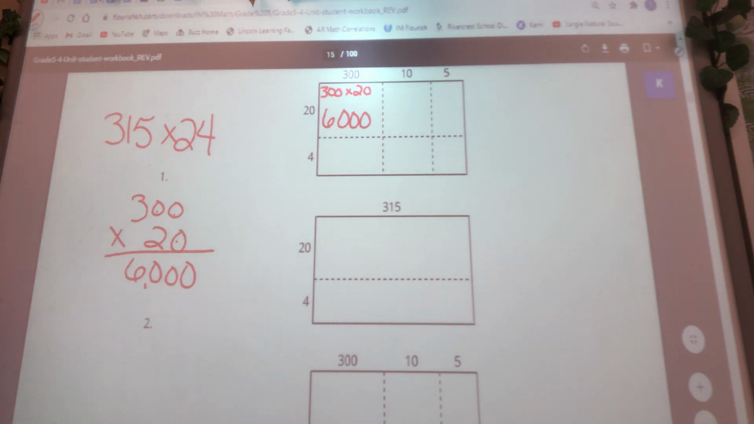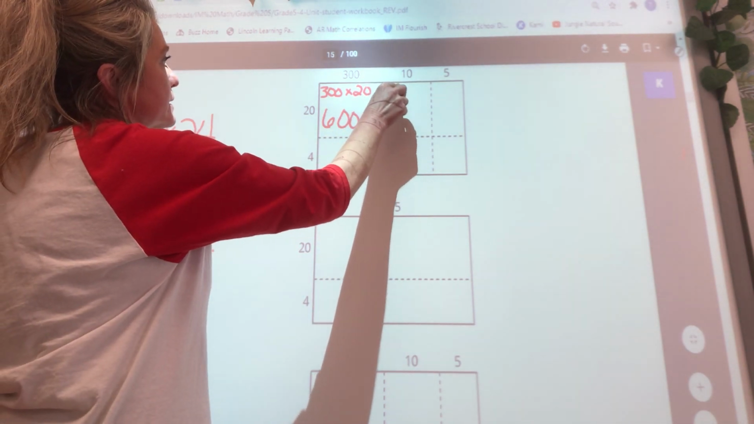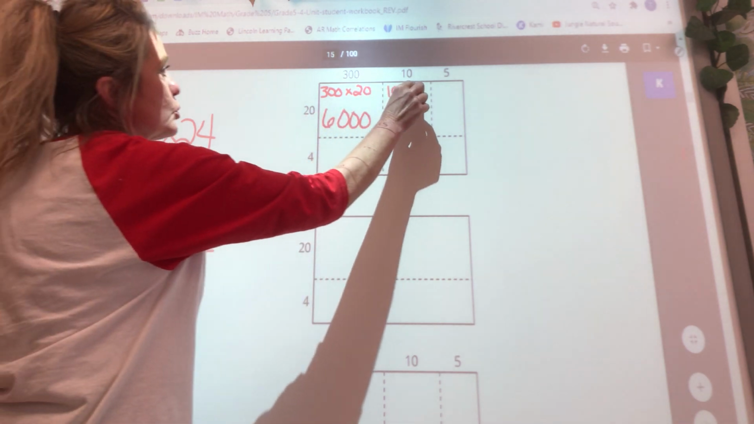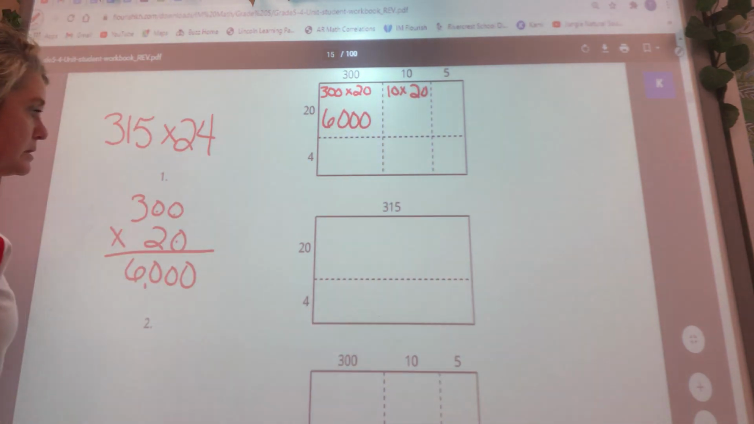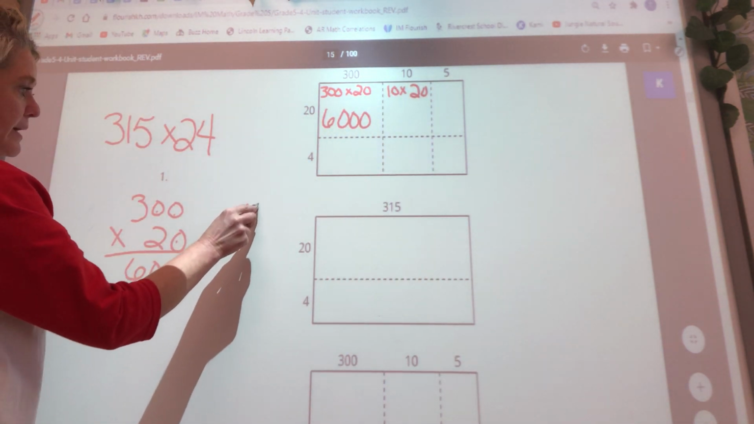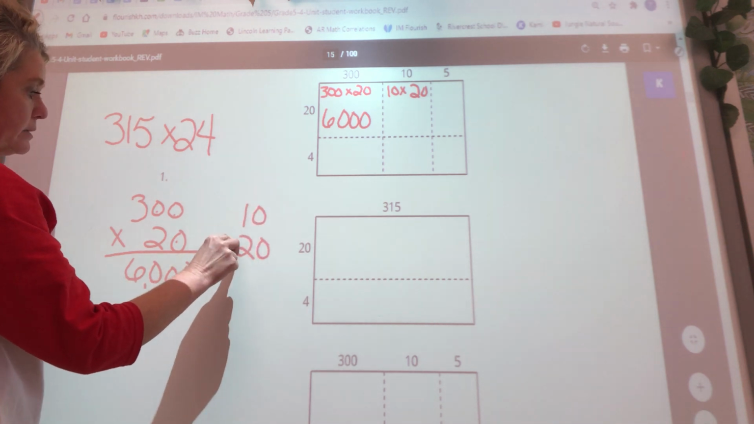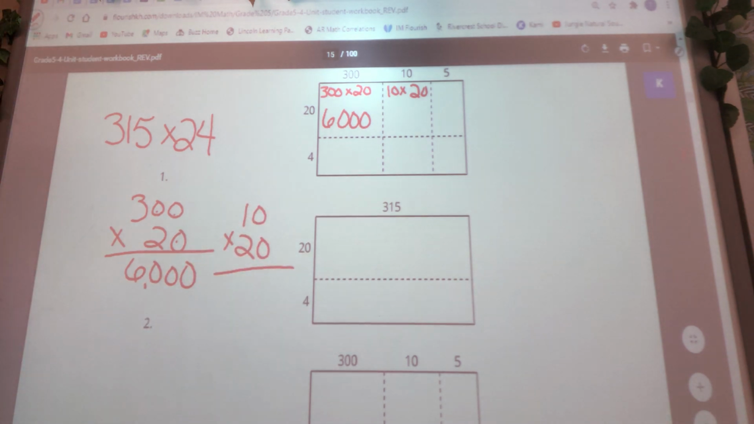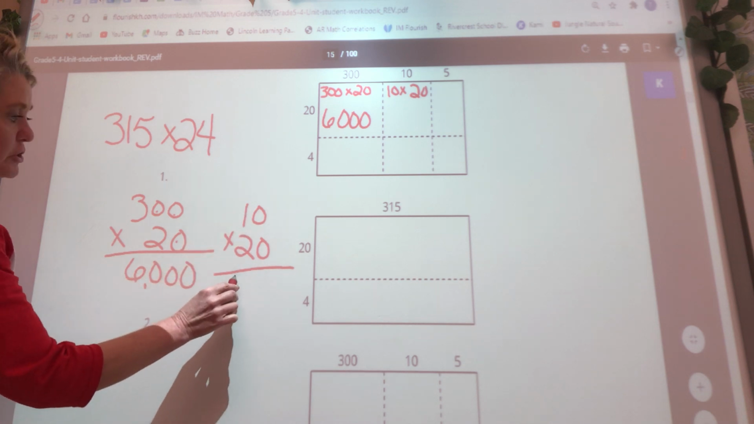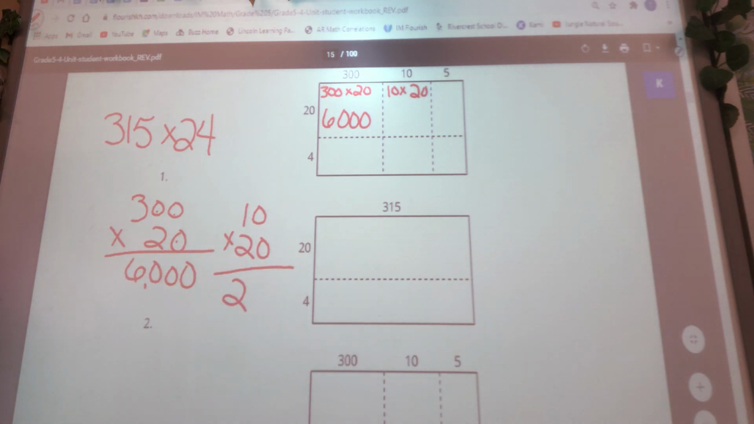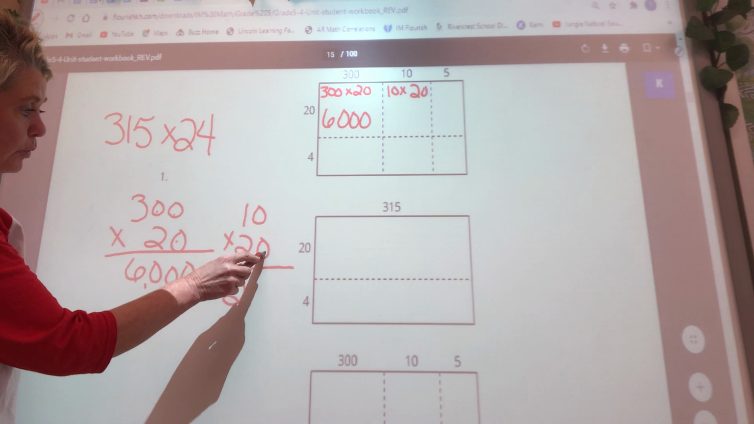Okay, on the next box, we have 10 times 20. So I can come over here and do quick math. 10 times 20. Multiply my whole number parts that I see. 2 times 1 is 2. And how many zeros have I not done anything with yet? 1, 2.